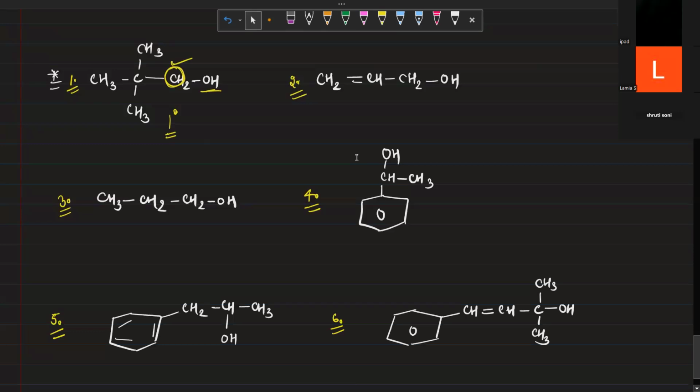Third one. Well, there's no double bond here, so I would assume it's neither allylic nor vinylic. Tell me on the basis of degree, is it 1 degree, 2 degree, or 3 degree?